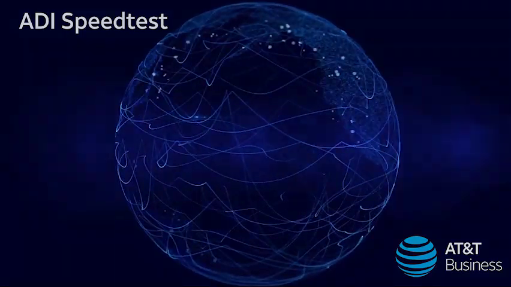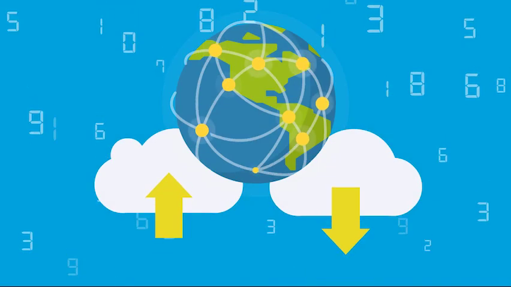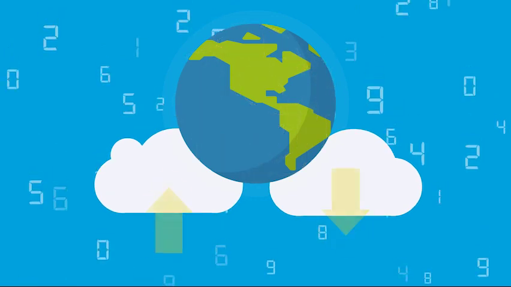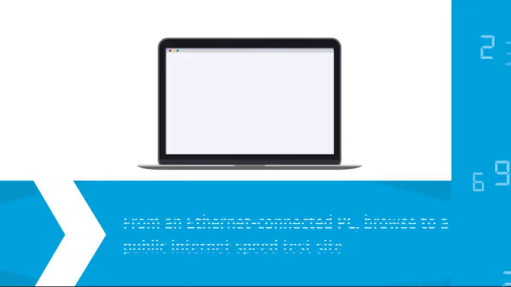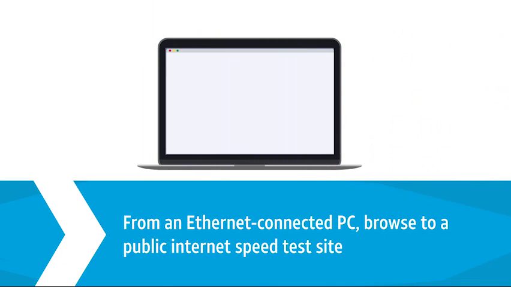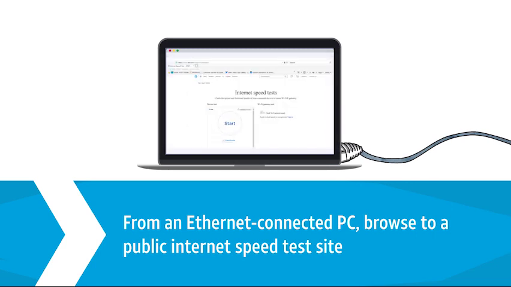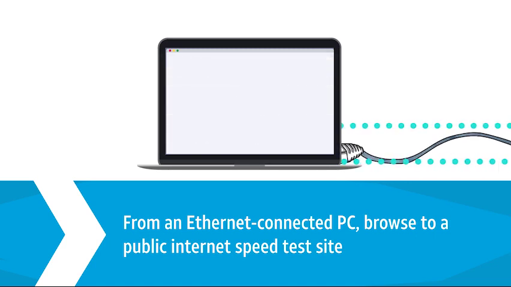On occasion, you may want to check the actual upload and download speeds you are getting on your ADI service. This video will guide you through how to do that. Testing the speed of your ADI service is easily done by connecting your Ethernet-attached PC to a public Internet speed test website which sends TCP traffic over your ADI circuit.